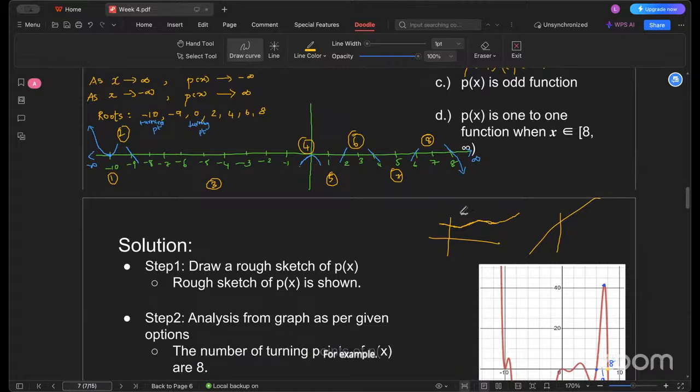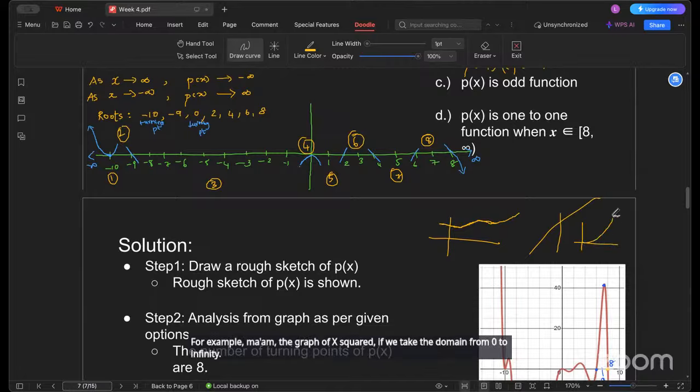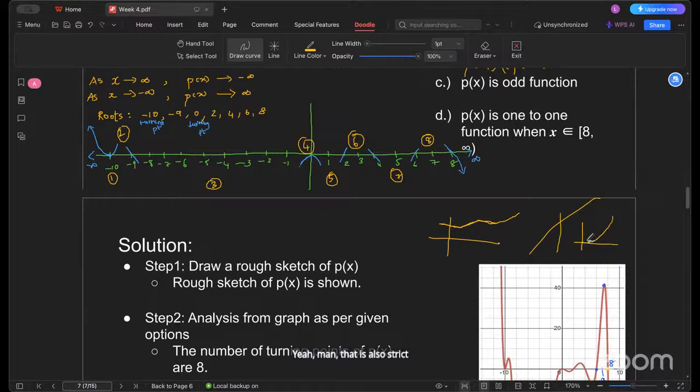If the slope is also increasing, then also we can say that. If there is no turning point, then it is strictly increasing, right? See here also there is no turning point, it's increasing only. It cannot be said that it is strictly increasing. For example, ma'am, the graph of x square, if we take the domain from 0 to infinity, that is also strictly increasing now. Yes, this is strictly increasing. So the slope is actually increasing only here. It need not be the same at all the points. Only when you are taking a linear function that applies.